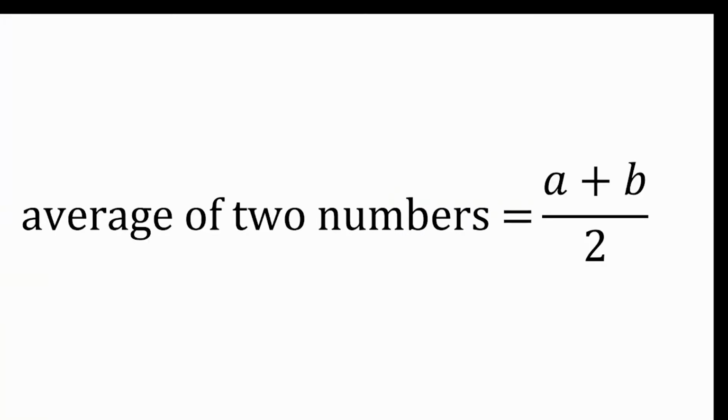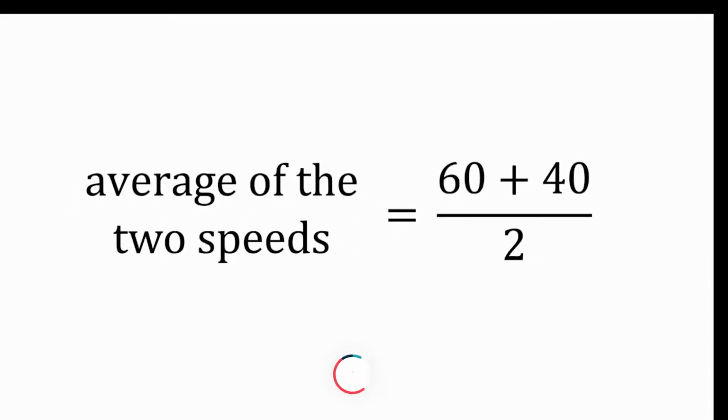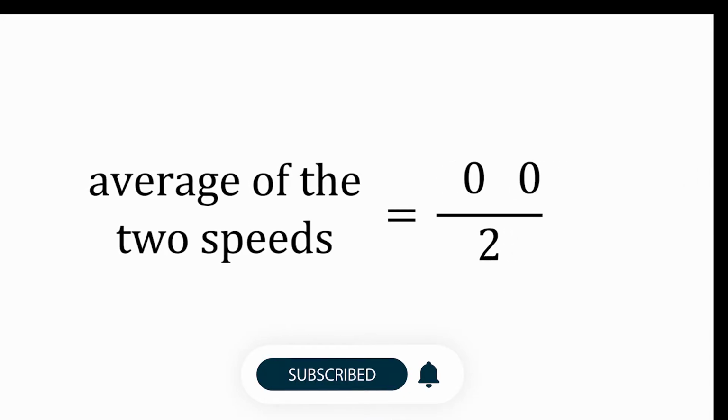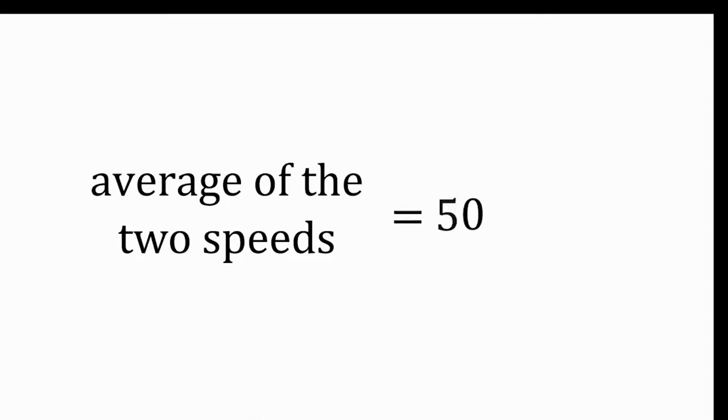It looks like Rise to the equation is giving you a softball question. We know the average of two numbers is just their sum divided by 2. And in our case, the average of the two speeds is just 60 miles per hour plus 40 miles per hour divided by 2. That's 100 divided by 2, which of course is 50 miles per hour, right?